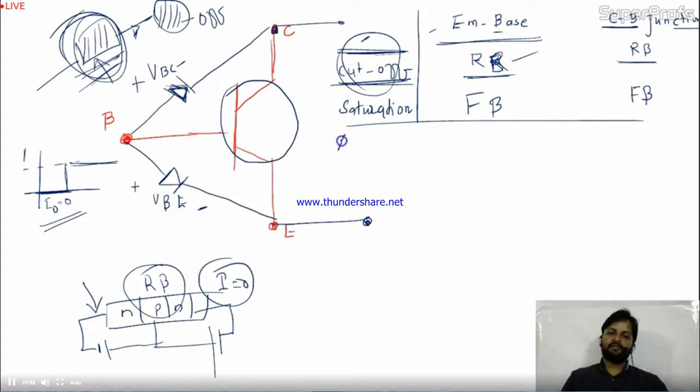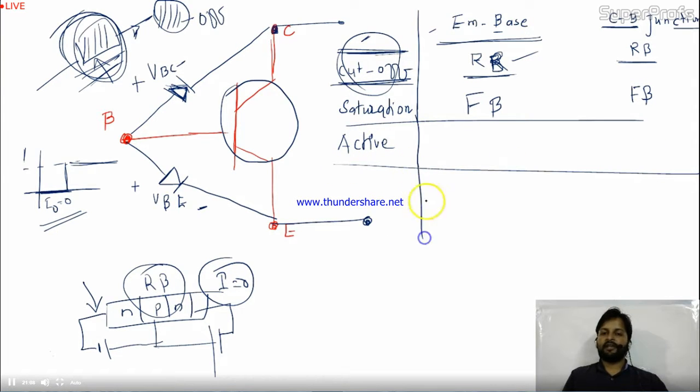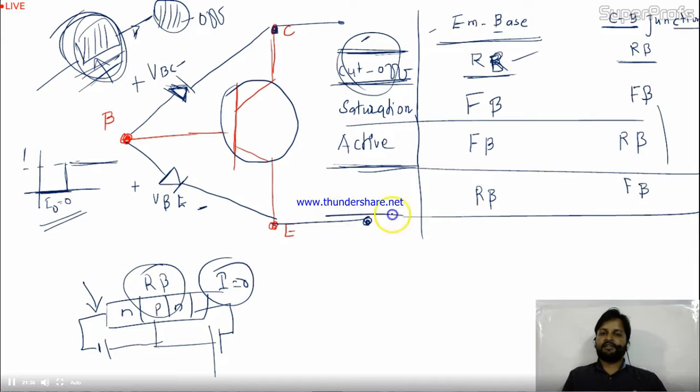Now I come to the very important active region, because only in this region are we amplifying. The transistor is also used to amplify the input. In the active region, the emitter-base junction should be forward bias and the collector-base junction should be reverse bias. Then only can I use it as an amplifier. Later we'll discuss this. And if you change this, so that one is reverse bias and the other is forward bias, this will be reverse active. Reverse active means all the action now happens the reverse way.